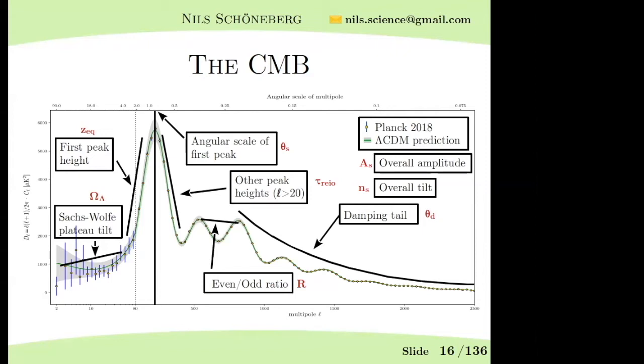If you have a more tilted spectrum, your CMB will also be more tilted. And there are a lot of different cosmological parameters that you have here. For example, theta S is the so-called sound scale, the angular scale of the sound horizon.